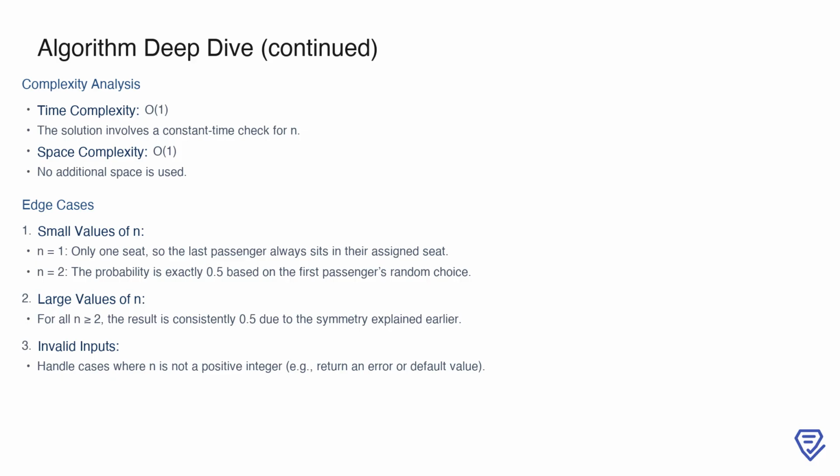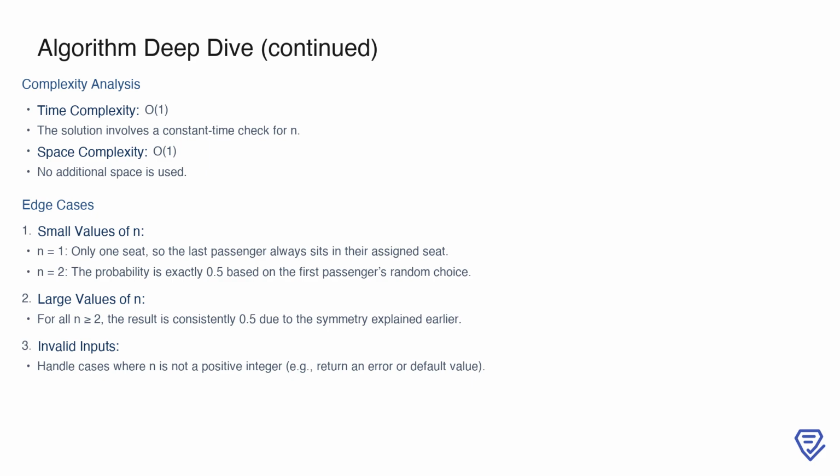Next, let's analyze the complexity of this solution and address potential edge cases. First, the time complexity of the solution is O(1). This is because determining the probability involves a simple constant time check of whether n equals 1 or is greater than 1. Similarly, the space complexity is O(1), as no additional memory is allocated; everything is calculated directly from the input. For edge cases, consider small values of n.